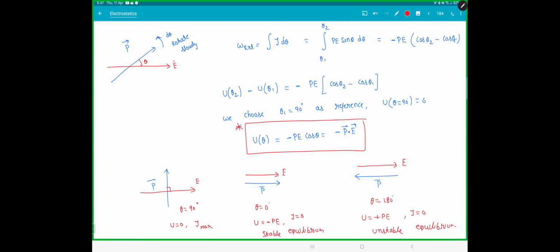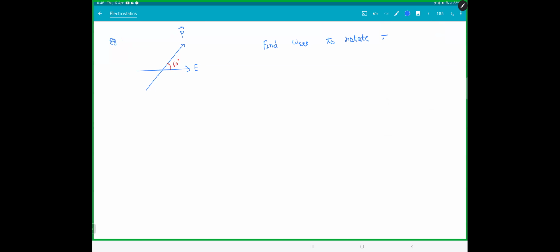So let me ask a simple question like this. Let's say we have a field E bar. We have the dipole P bar. Angle between them is 60 degrees. So this is the main question. Find work done by external force to rotate the dipole 30 degrees towards the electric field. What is the answer?